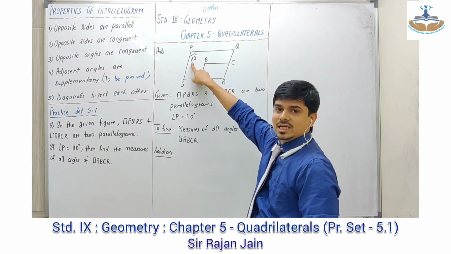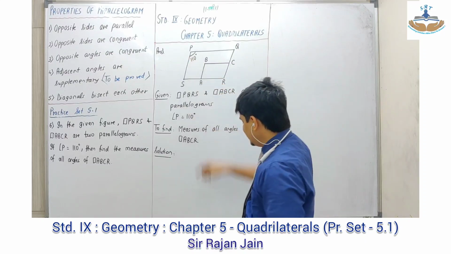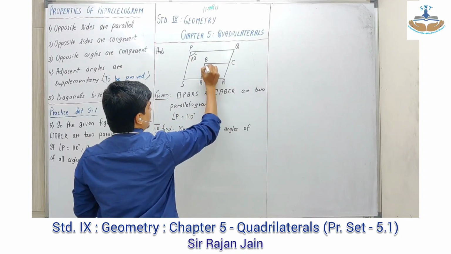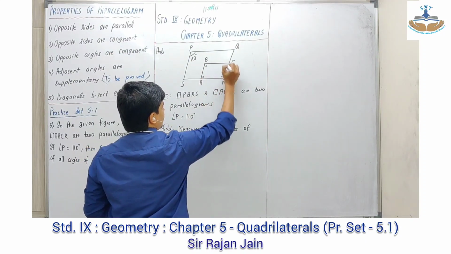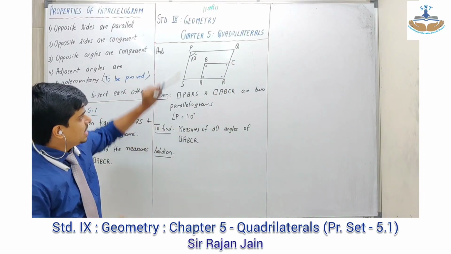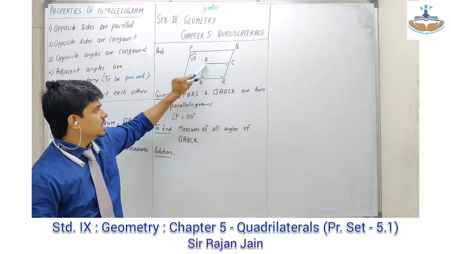They have given that angle P is 110 degree and they are asking for all the measures of all the four angles of the smaller parallelogram. ये एंगल दिया हुआ है, these four angles are asked.